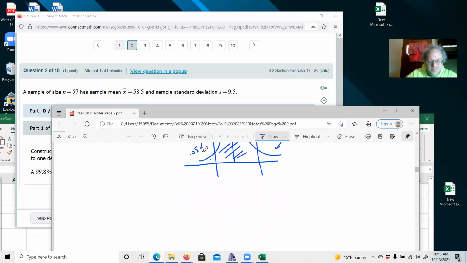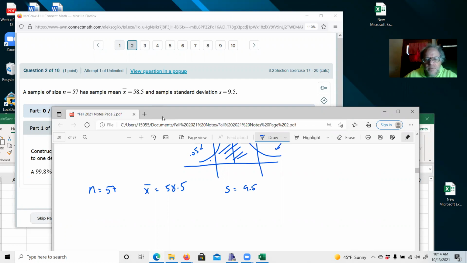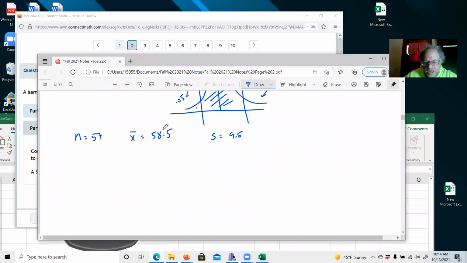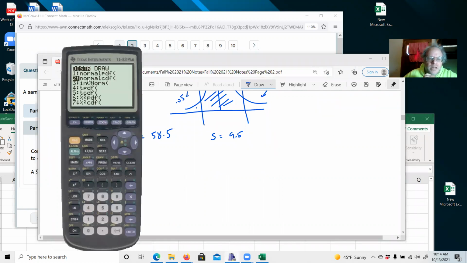So we have n equal to 57. X bar is equal to 58.5. Sample standard deviation, S, is equal to 9.5. And we want to know what a 99.8% confidence interval for this is. We can go.